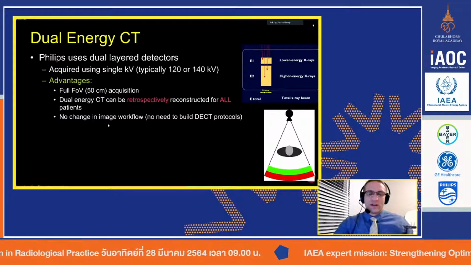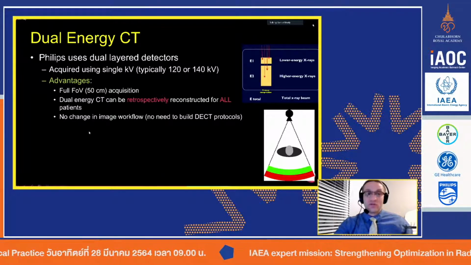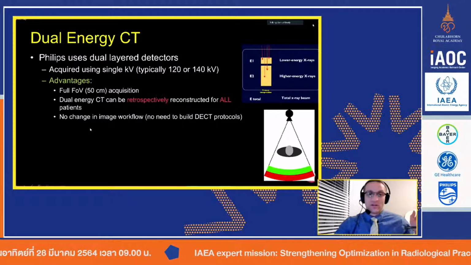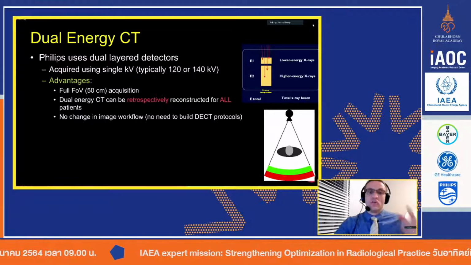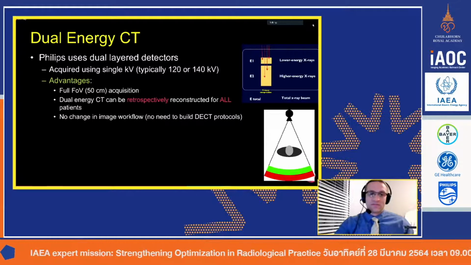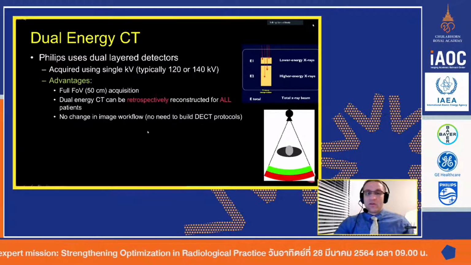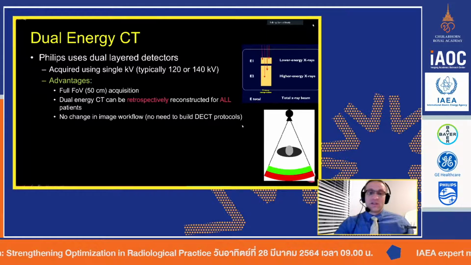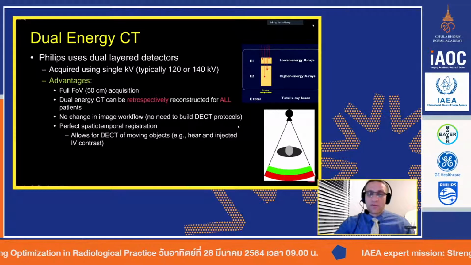So that is, in my opinion, one of the greatest strengths of the Philips dual layer detectors: you can do dual energy CT on every patient, irrespective of whether you know a priori, or beforehand, if you even need that dual energy. And therefore, you don't need to build special protocols for dual energy. Everything is just inherently both single or dual energy.